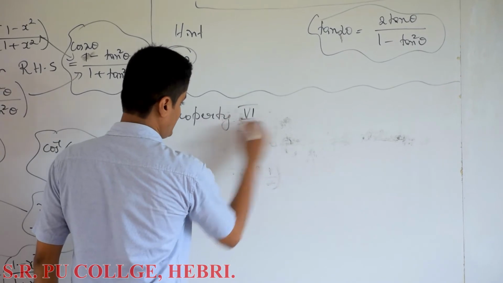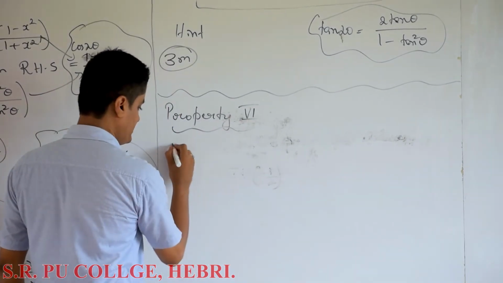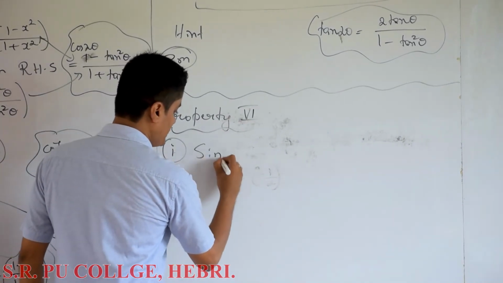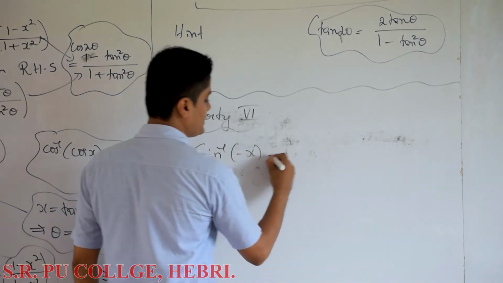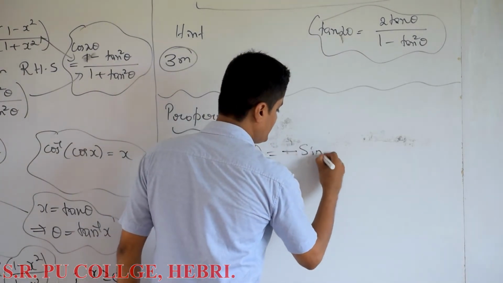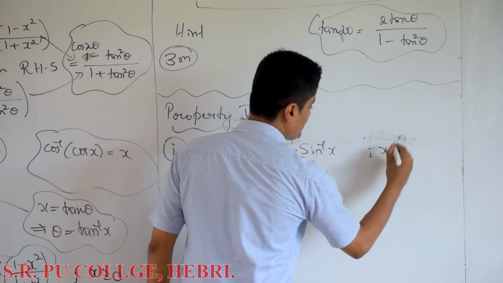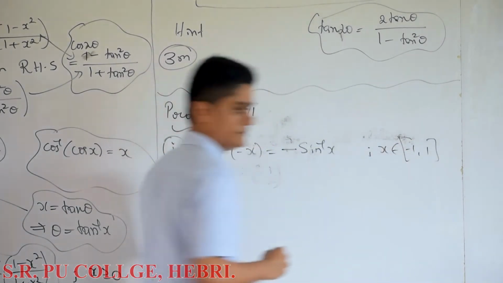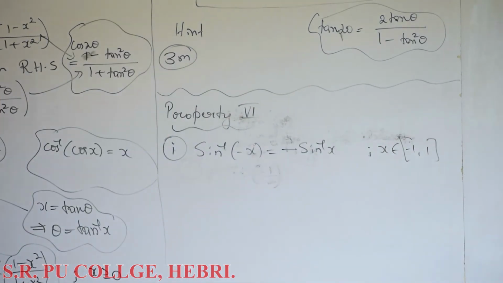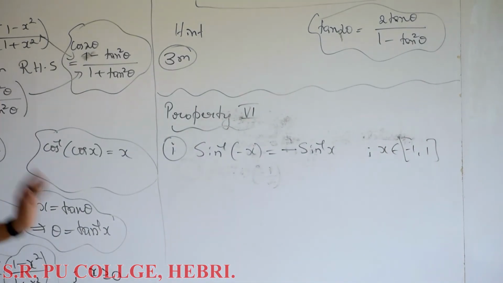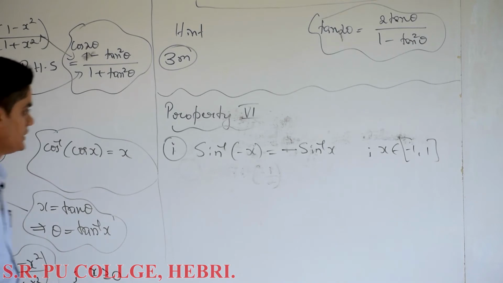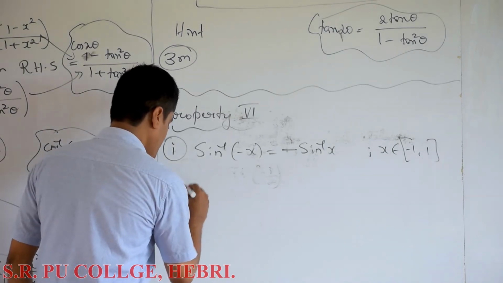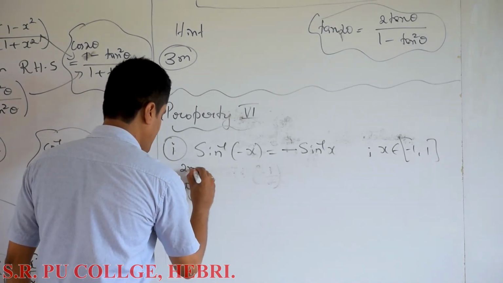In property number 6, the first formula is sin inverse of minus x is equal to minus sin inverse of x, for x belonging to minus 1 to plus 1. Again, this is a very important property. It will help you to find inverse trigonometric functions of negative numbers. The proof is also important for 2 marks.